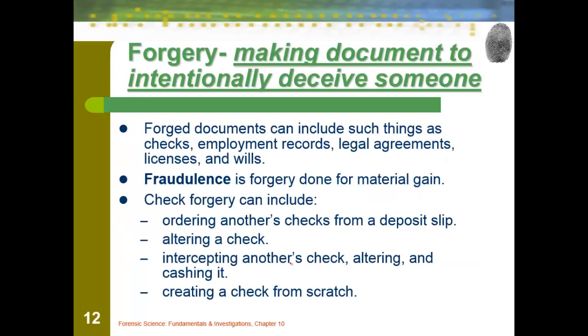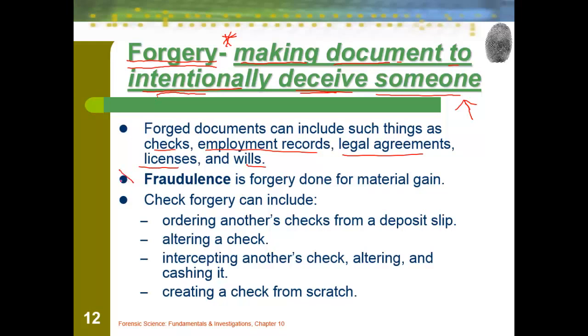So we might as well look at what forgery is. Make sure you add this definition in. Making documents to intentionally deceive someone. So this is going to be what forgery actually is, intentionally making something to deceive someone else. Forged documents can include such things as checks, employment records, legal agreements, licenses, wills. There are many other things out there, but that's just a short list of things that we can look at.